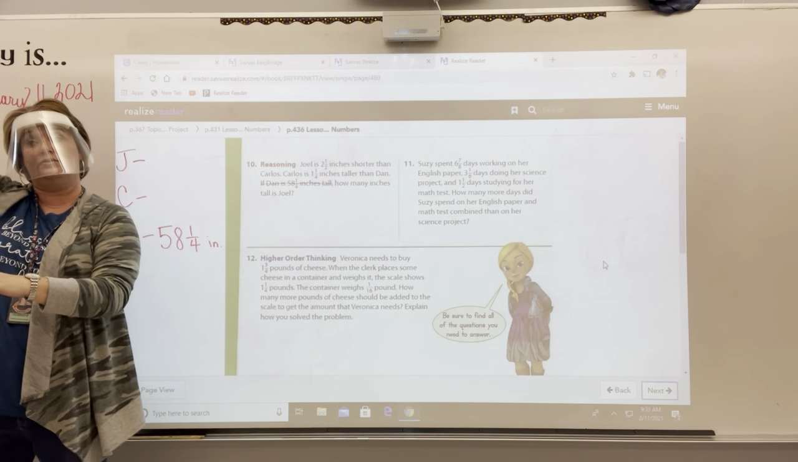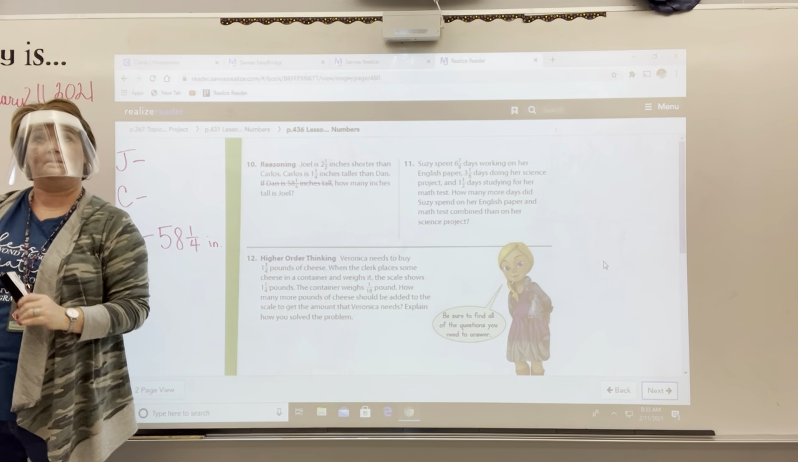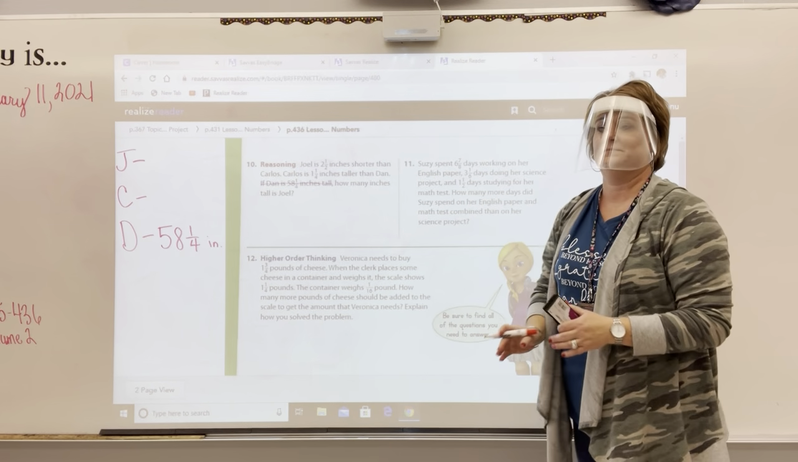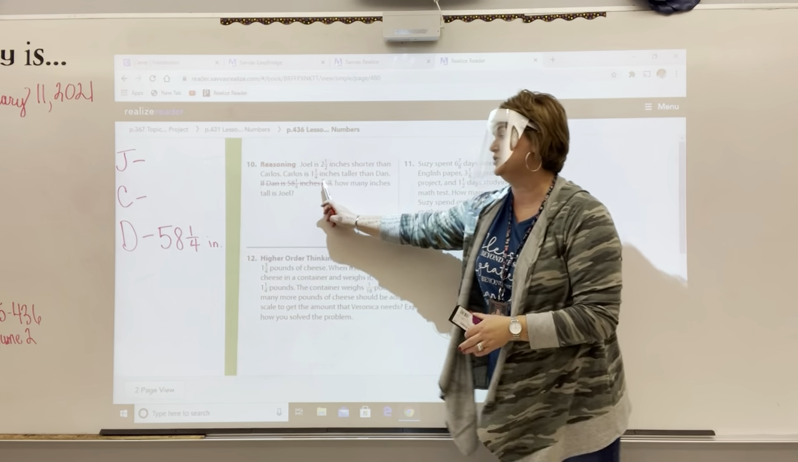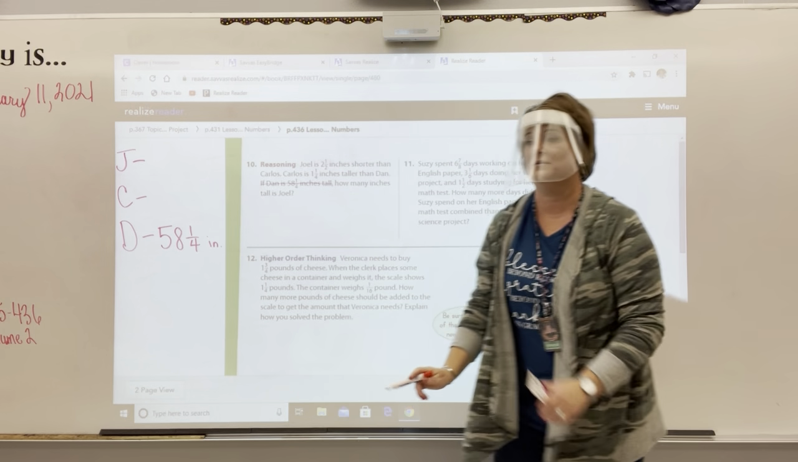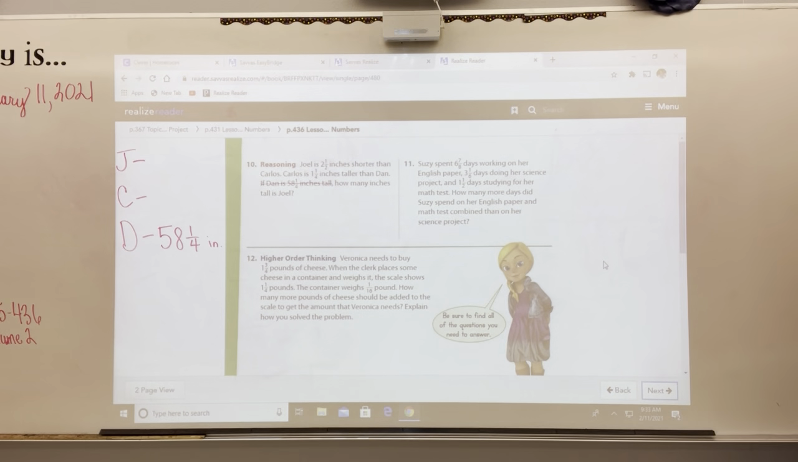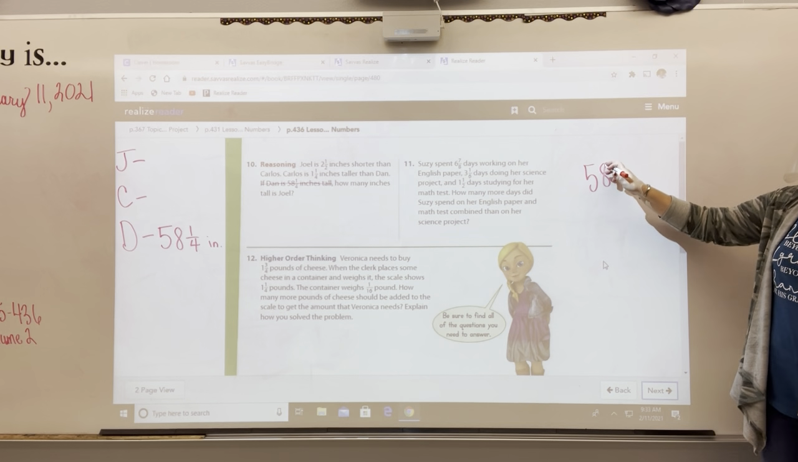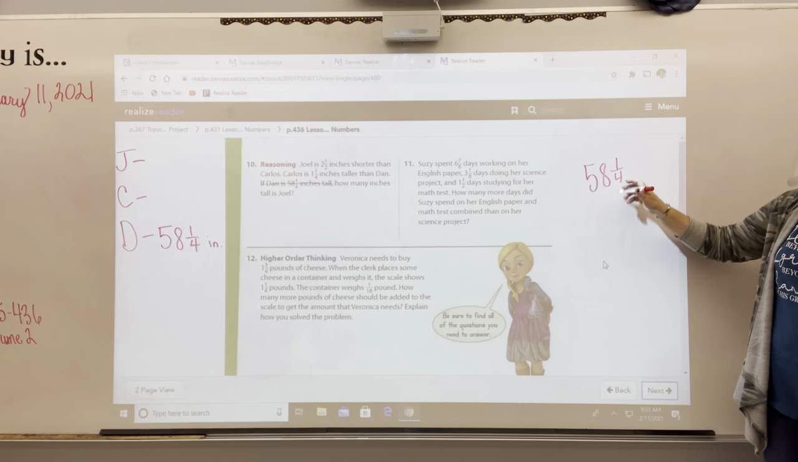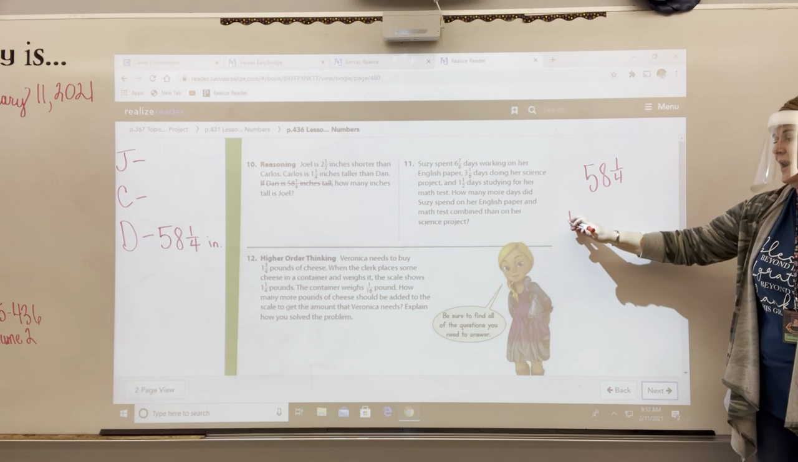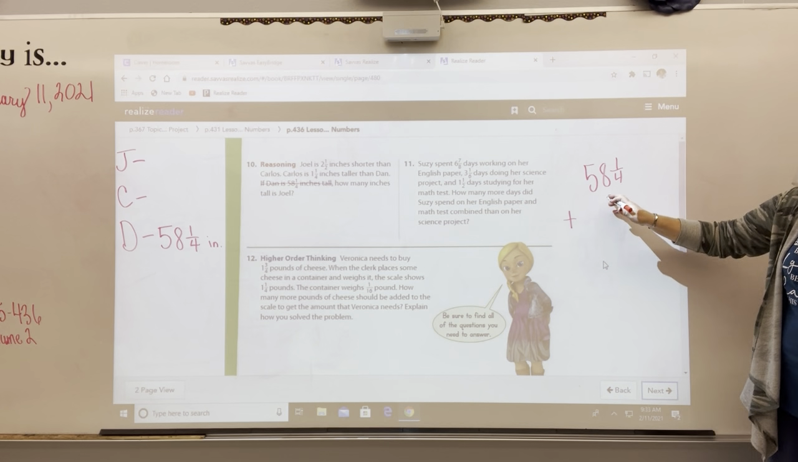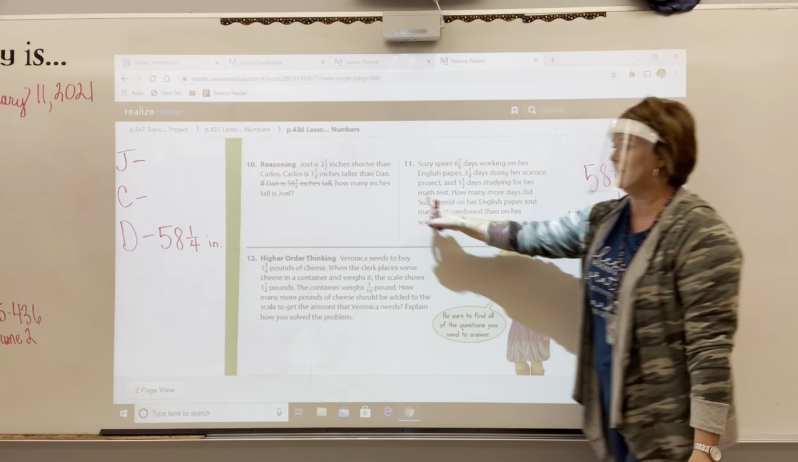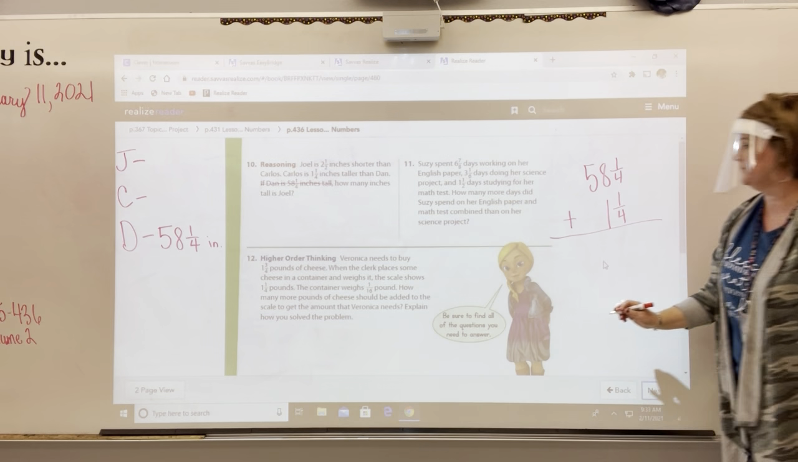So if he's taller than Dan, what am I going to do, Bentley? He's taller than Dan. He's 1 1/4 inches taller than that. Help her. What am I going to do? Tell her. Add. What am I going to add? 58 and what? 1/4. Why that? Who's that? Dan. And I'm adding what to that? 1 1/4. And who's this going to get me? Carlos. So here we go.